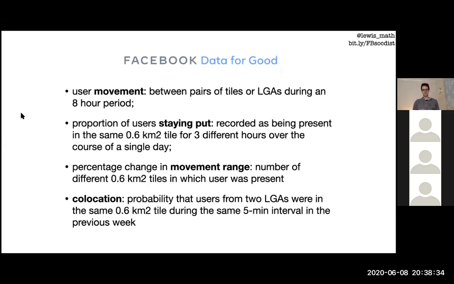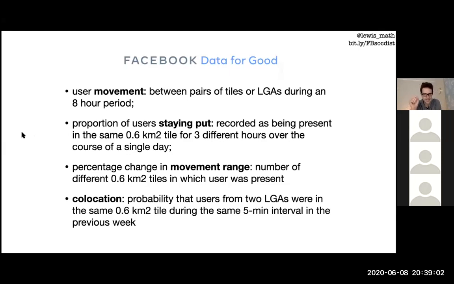So there are four major different data sets. One's on user movement. They have the number of people who move between pairs of small tiles. They grid the world up into these small tiles, and they also aggregate this data up onto local government area resolution. And they give you the number of people who move between regions in an 8-hour peak period. So essentially traffic matrices.